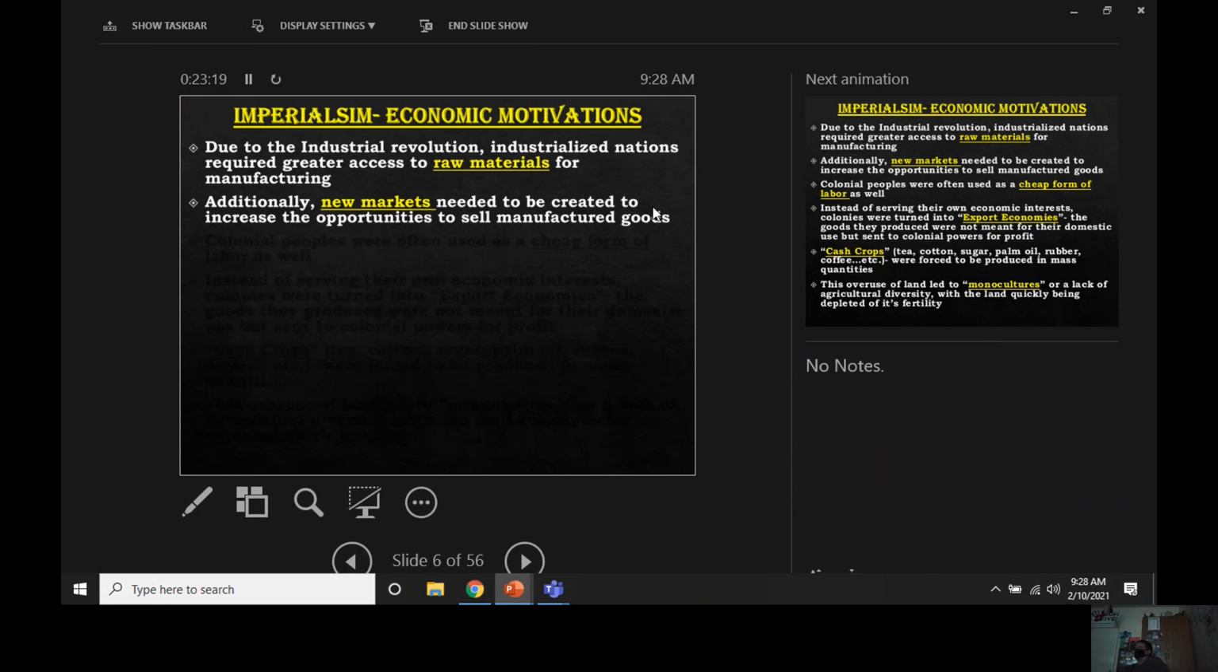In other areas, like China, we saw different areas kind of get carved up into spheres of influence. Either way, going out there and spreading out, part of it was to create those new markets, to have more and more people to sell your stuff to. Because if you can increase the number of people that you're selling your manufactured goods to, obviously that's going to be more profitable. Colonial peoples were often also used as a cheap form of labor as well.